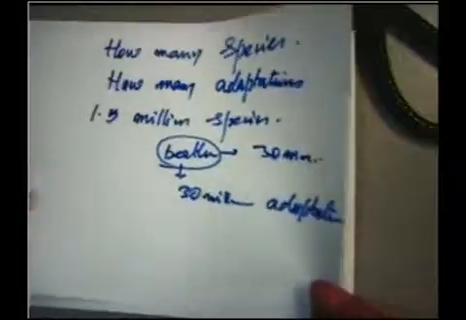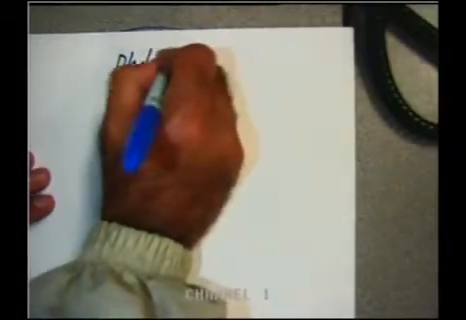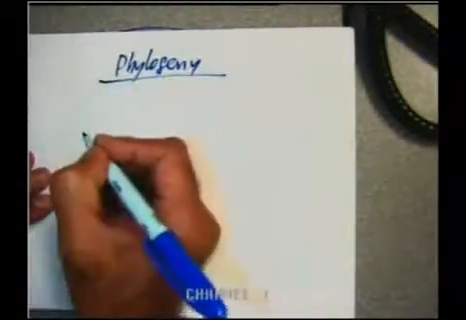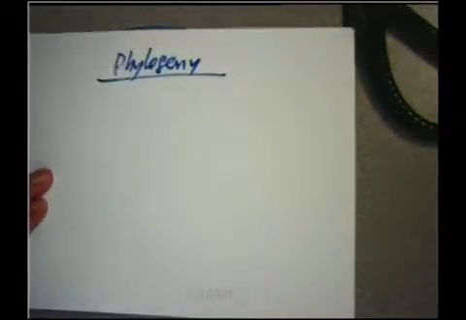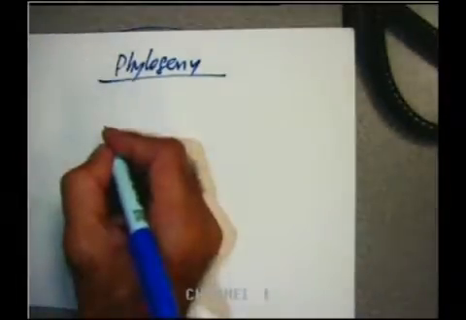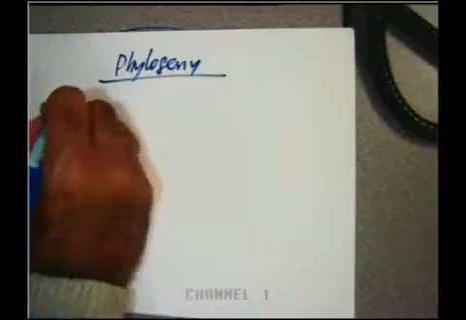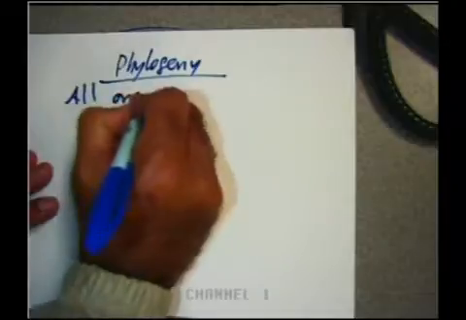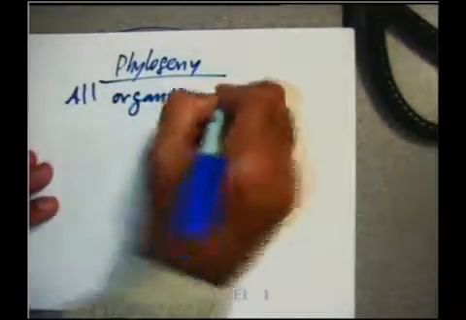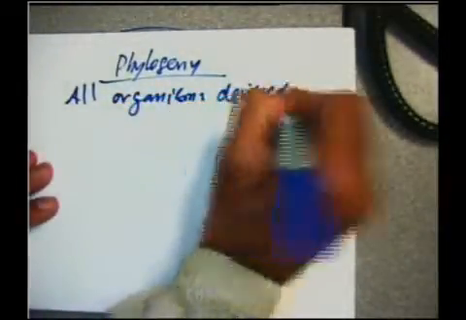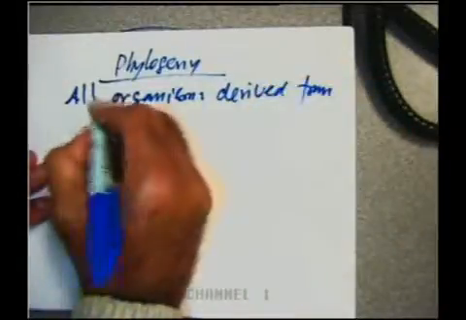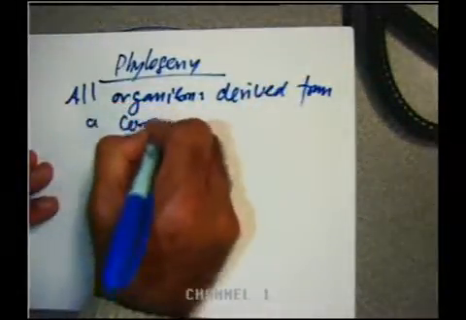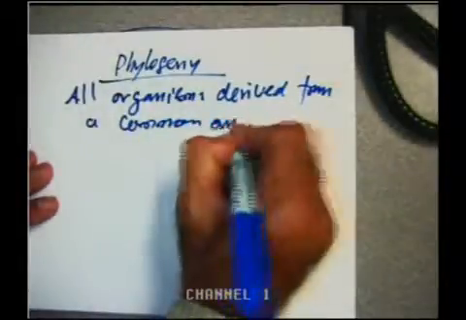So when you think of the different species in an evolutionary perspective, have you ever heard of phylogeny? Phylogeny, the classification according to the evolutionary perspective, that all organisms are derived from a common ancestor. That's one of the evolutionary theories, right? All organisms derived from a common ancestor.